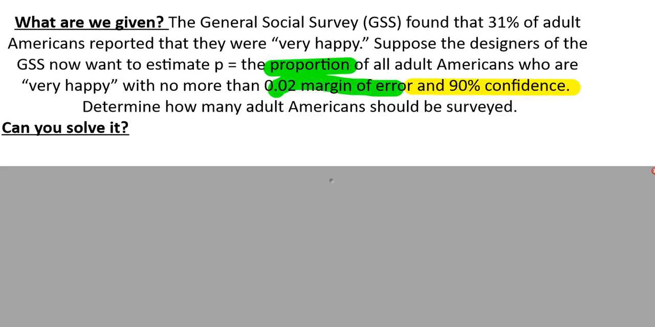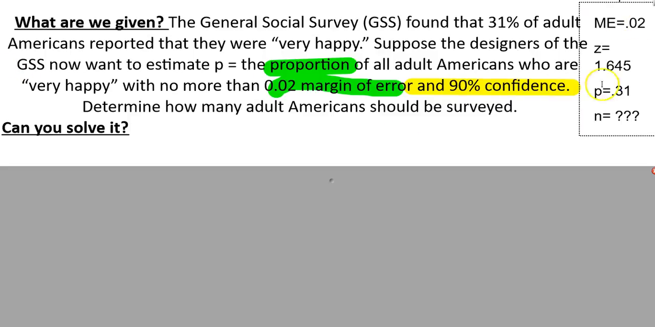So what does all of this give us? Off to the side, I can write that I know my margin of error is 0.02. I know my 90% confidence tells me the Z, and I can go to the table to get that Z, and it's 1.645. And I have a P that equals 0.31. But what I'm being asked to find here is N. I'm being asked to find the sample size.